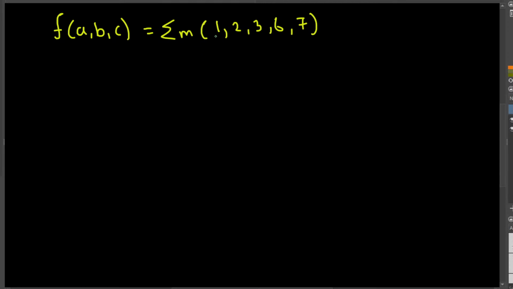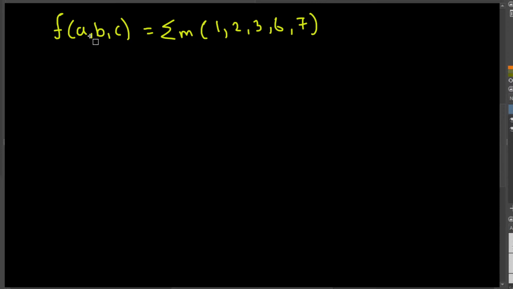Term expression given like this: sum of min terms, that is, summation of min terms 1, 2, 3, 6, 7, and the question is asking us to find out the sum of product form and product of sum form. Let's see how we can find it. Here what we can do is use a K-map.